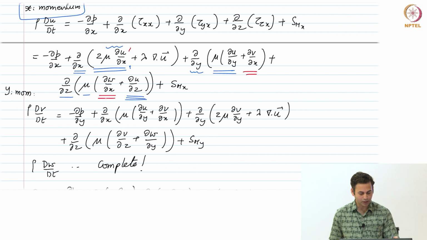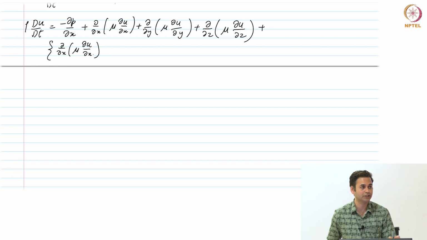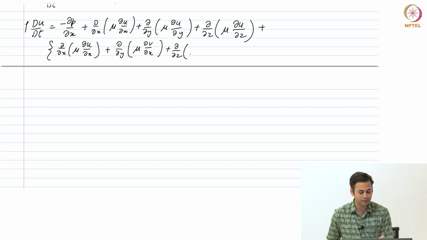I would like to interchange the order of differentiation. For example, here instead of writing ∂/∂y of mu ∂v/∂x, assuming that, okay, I will come to that point. So let me first write down these things. So what remains here? So plus, what is the first term? I would write down in curly braces, ∂/∂x of mu ∂u/∂x is the first term, right, plus ∂/∂y of mu ∂v/∂x, right, plus ∂/∂z of mu times ∂w/∂x, is it? Was it x? Okay, x. So that's what remains.